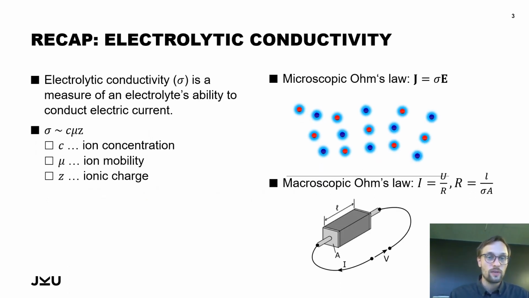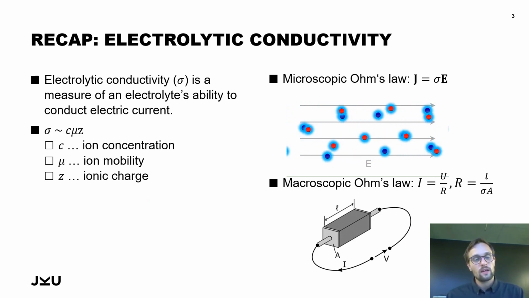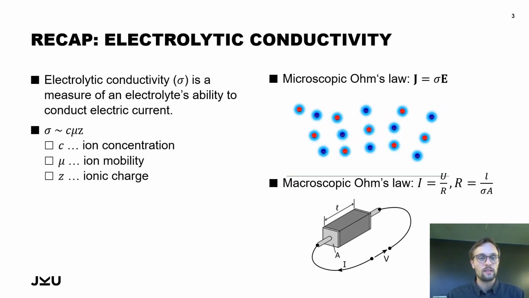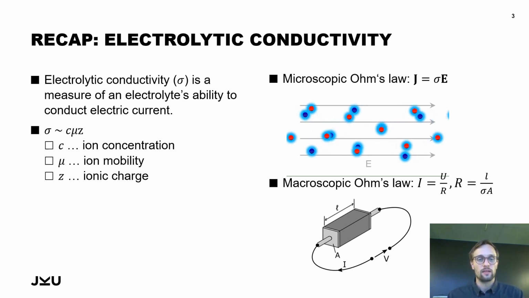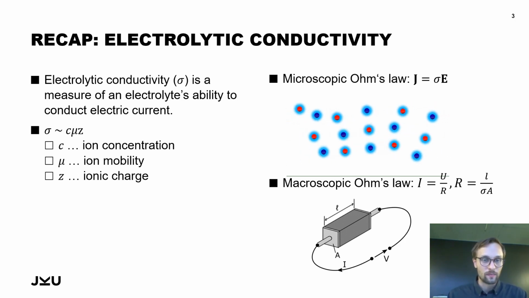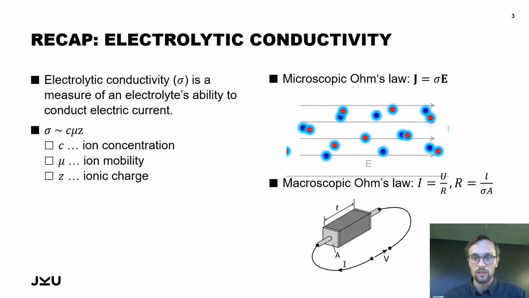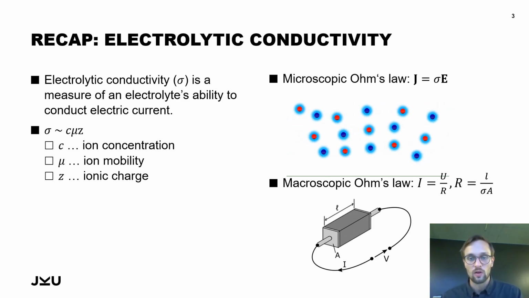Now, a short recap for those of you who are not so familiar with the concept of conductivity. The definition of conductivity is that it's a measure of an electrolyte's ability to conduct electric current. It is a function of the ion concentration, of the ion mobility, and the ionic charge. And there are two different definitions. One is microscopic Ohm's law and one is macroscopic Ohm's law.